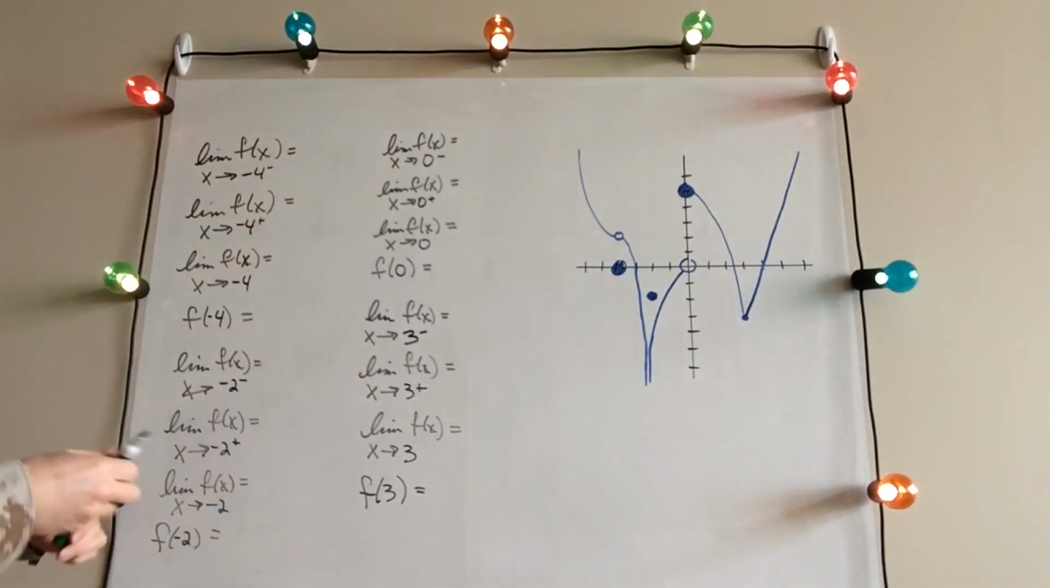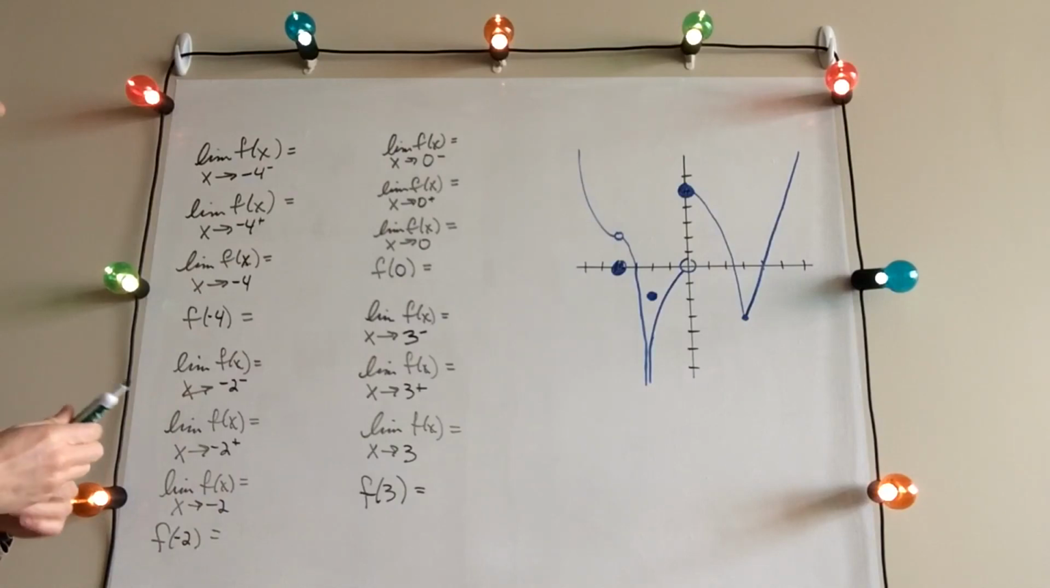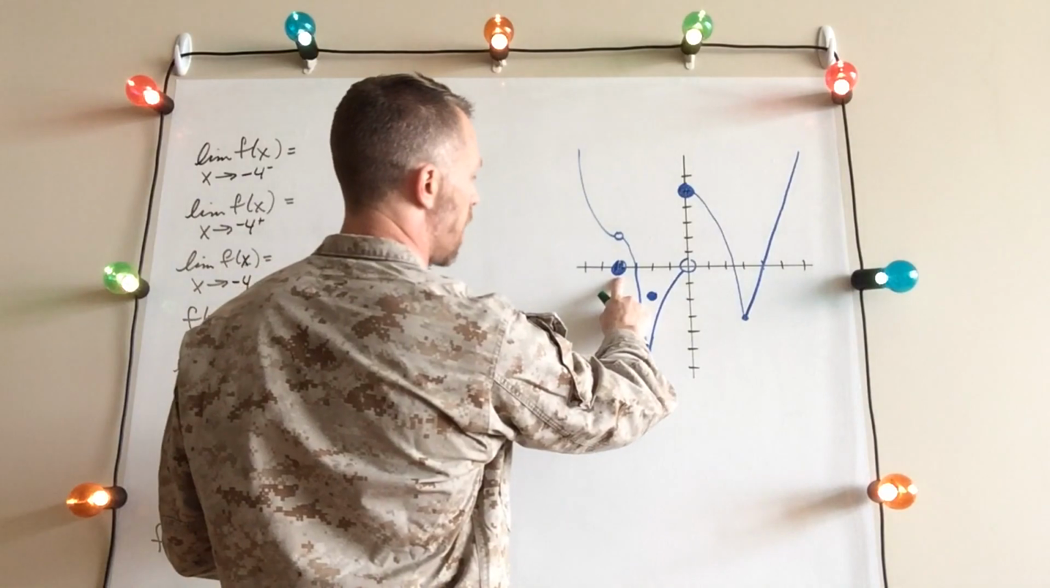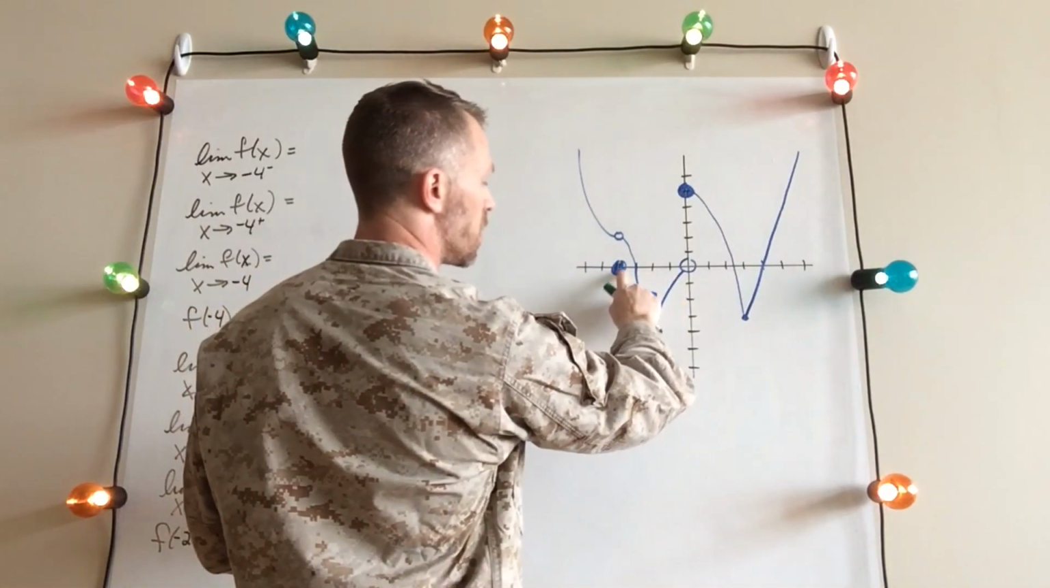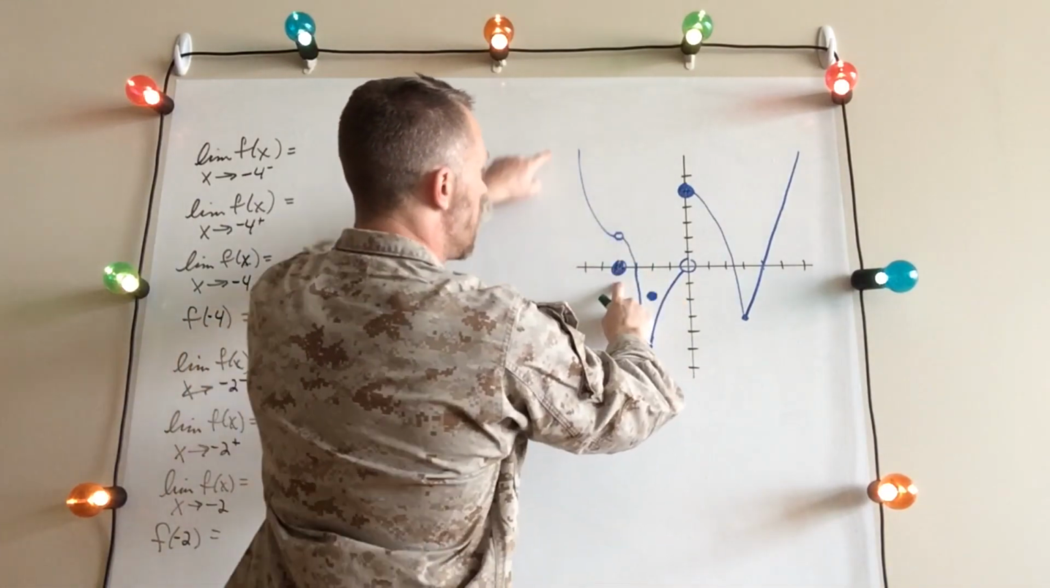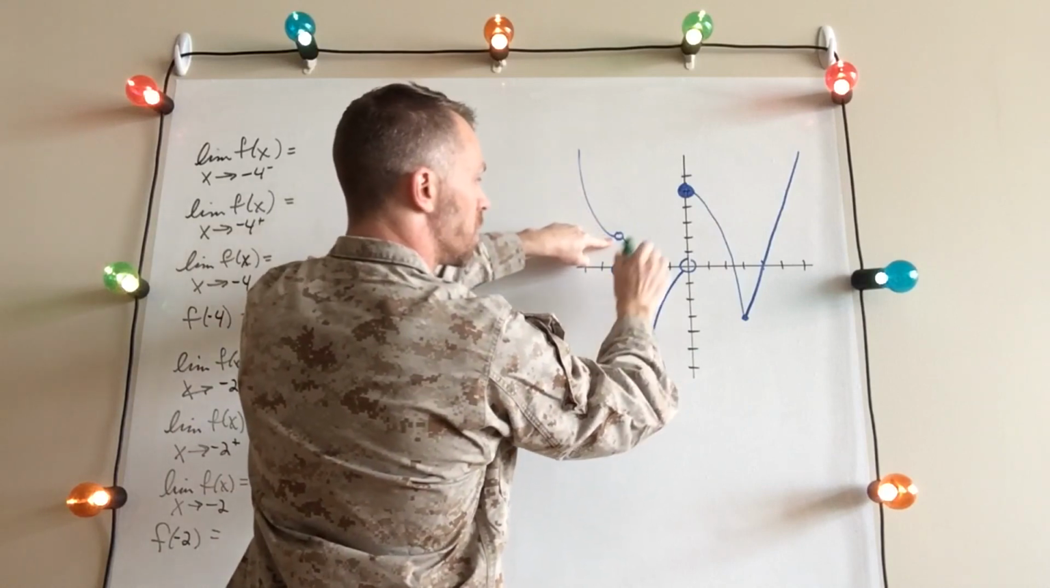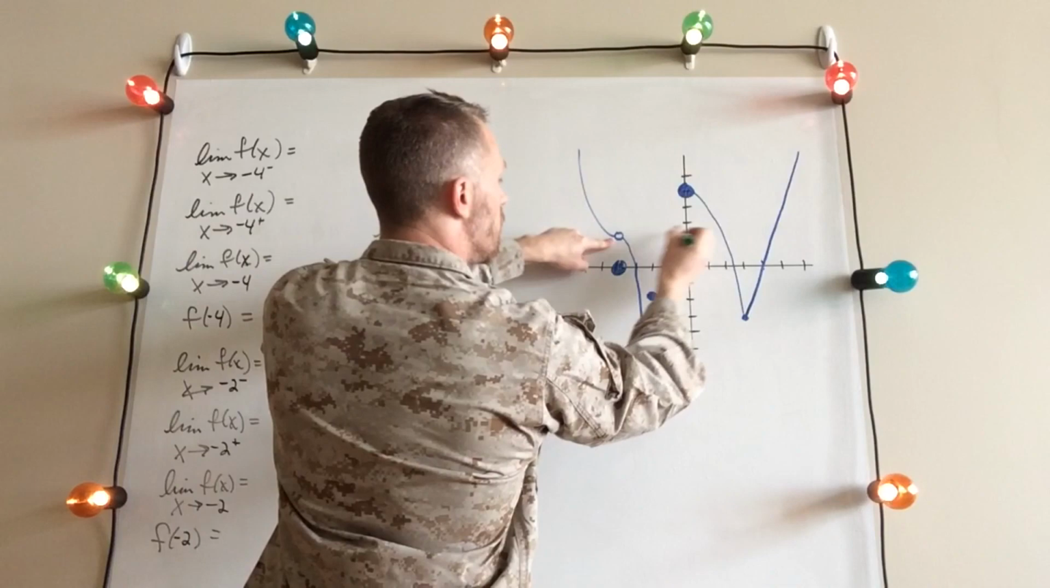So let's go left to right first, starting at -4. The limit of f of x as x goes to -4 from the left. 1, 2, 3, 4. So here's the x value of -4. As we get really close to x equaling -4 from the left, we're getting really close to that y value of 2.